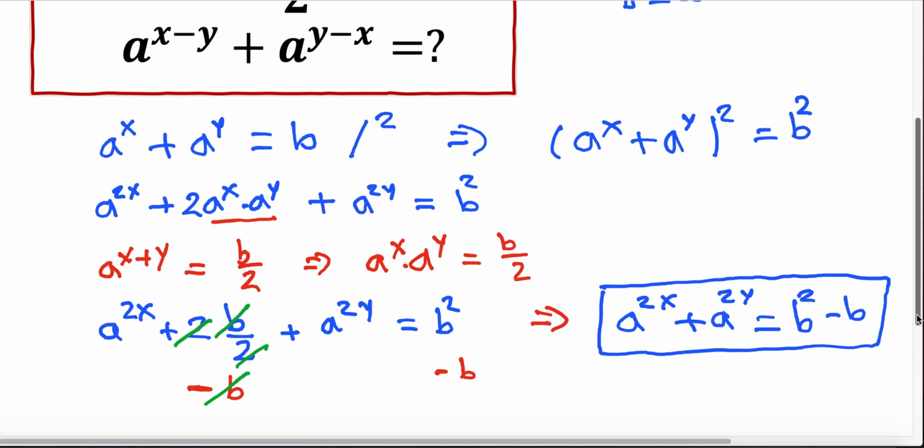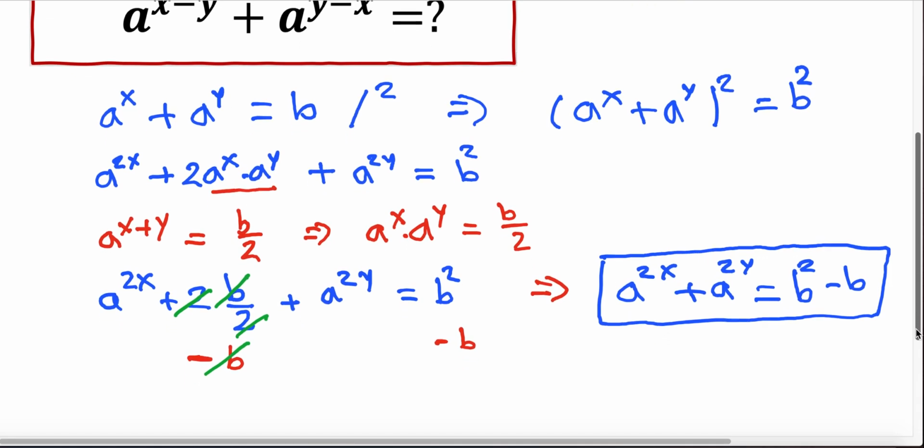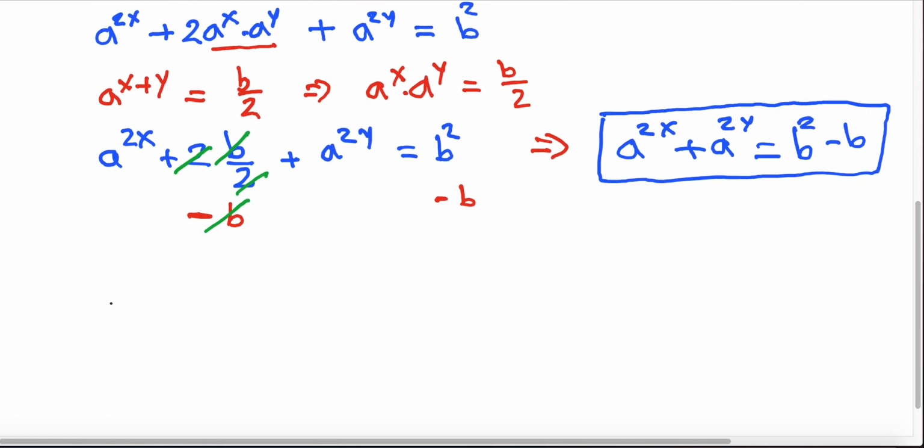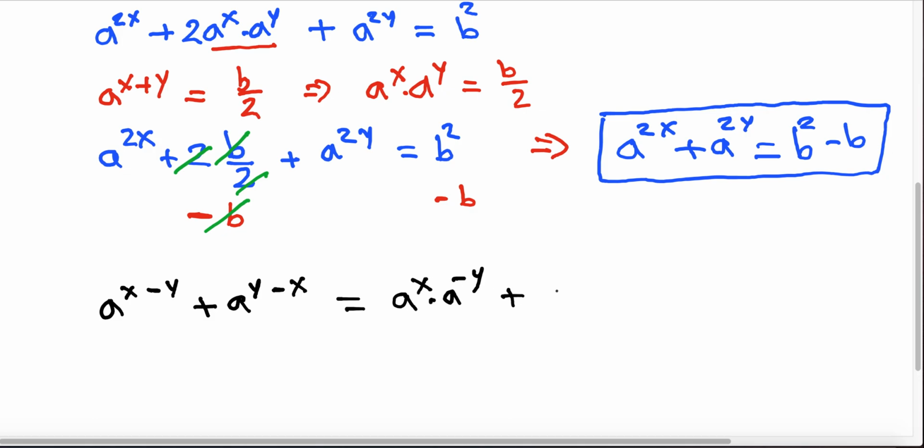And now I'm taking the third equation, which I'm trying to find, a^(x−y) + a^(y−x) equals what? So now this a^(x−y) I can write as a^x times a^(−y), plus the other one, I can write a^y times a^(−x). And this we can write in this form: a^x divided by a^y plus a^y divided by a^x.